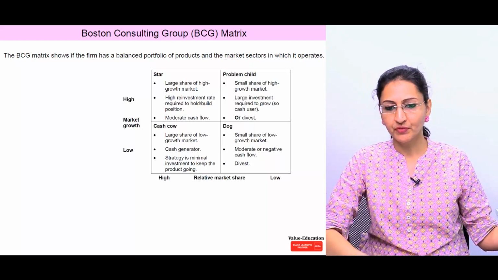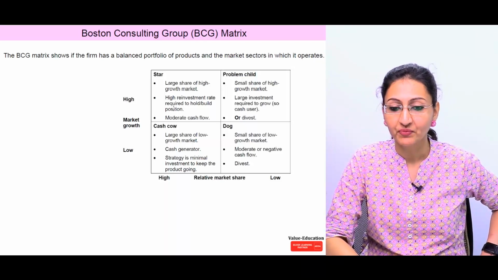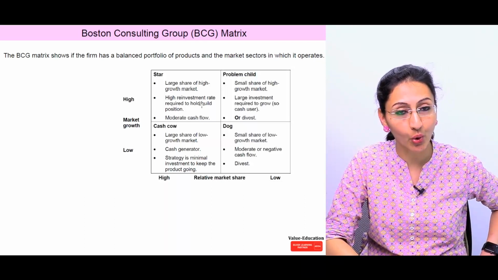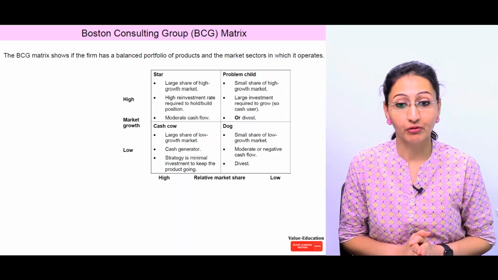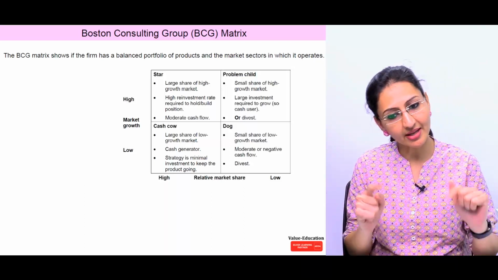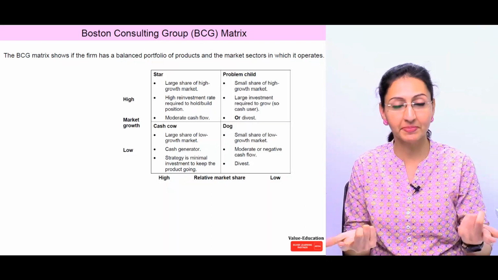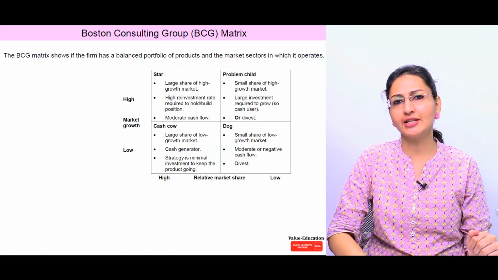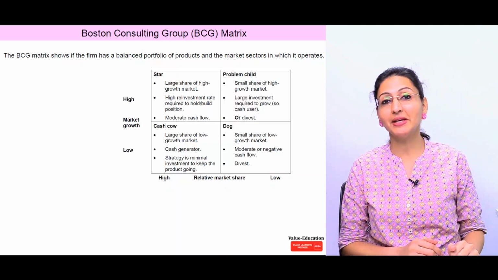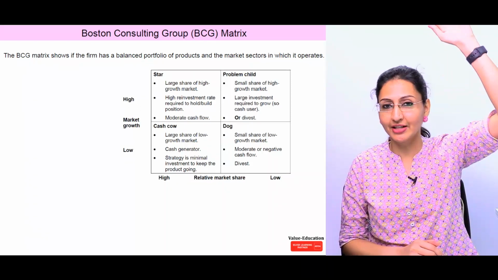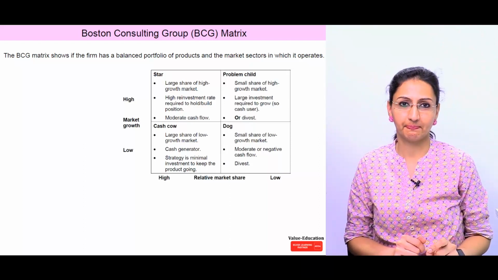What are stars? Stars are a large share of a high growth market. Yes, growth is high. High reinvestment rate is required to hold or build position. So if any product of any company falls in the star category, then high reinvestment must be made because they have a potential to grow. Their cash flows are moderate because they still have some scope of growing. When they reach the peak, that would be the time when cash generation would be really high with them, right?